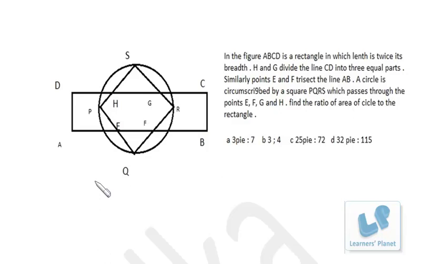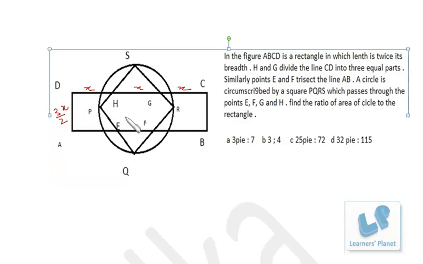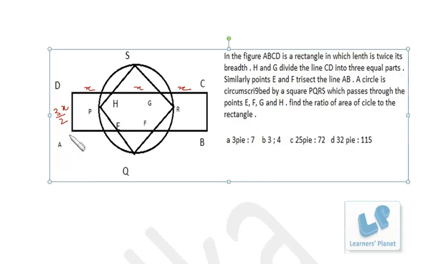So first of all, it is given that the length is twice its breadth, right? These are the points of trisection, H and G. So DH is equal to HG is equal to GC. I assume this to be X, this to be X, and this to be X. So DH is X, HG is X, and GC is X. That means the total length is 3X. That means the breadth must be 3X by 2, because length is twice its breadth.